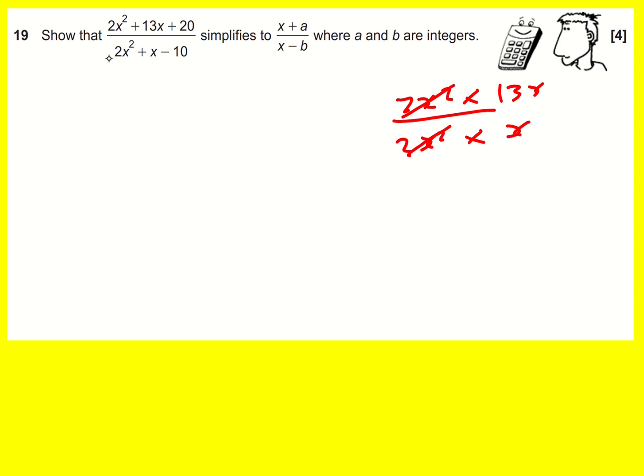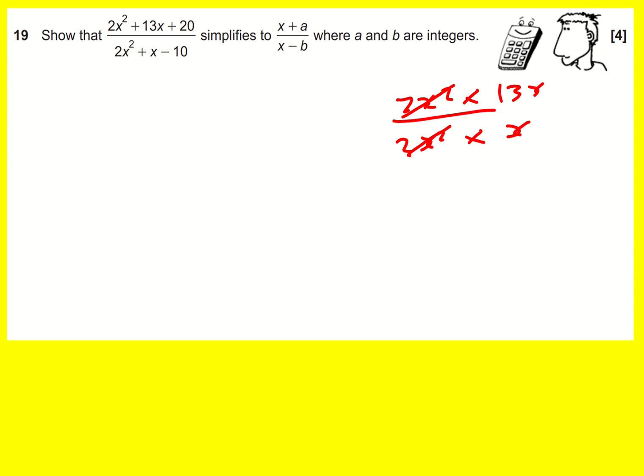But here, if you divide top and bottom by 2x squared, you also have to divide each of these terms by 2x squared, and that's going to get really, really messy. So how can we do it? Well, the hint is here really. We need to make it so that we are multiplying things together, not adding them, and then we can cancel down. And that basically means we need to factorize the top and factorize the bottom.